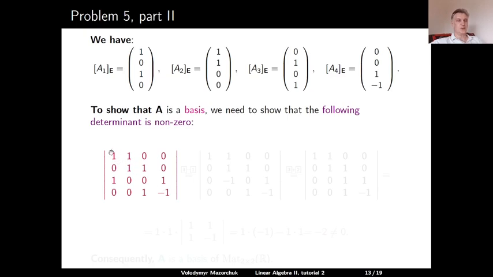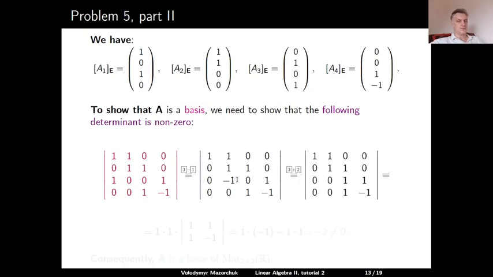So here we see that we have 1 in position 1, 1, so we can use it to kill this other 1 in column 1. So we subtract row 1 from row 3. Rows 1, 2, and 4 remain the same, and row 3 becomes 1 minus 1 is 0, 0 minus 1 is minus 1, 0 minus 0 is 0, and 1 minus 0 is 1. So now we have here 1 in position 2, 2. We can use it to kill this minus 1, which is below. So we add row 2 to row 3.